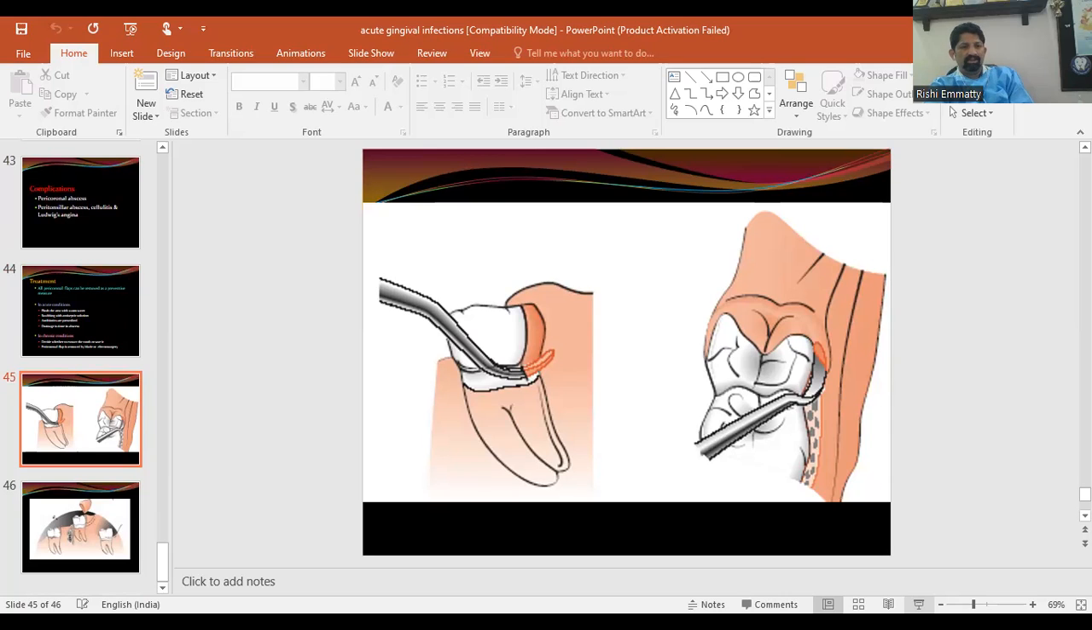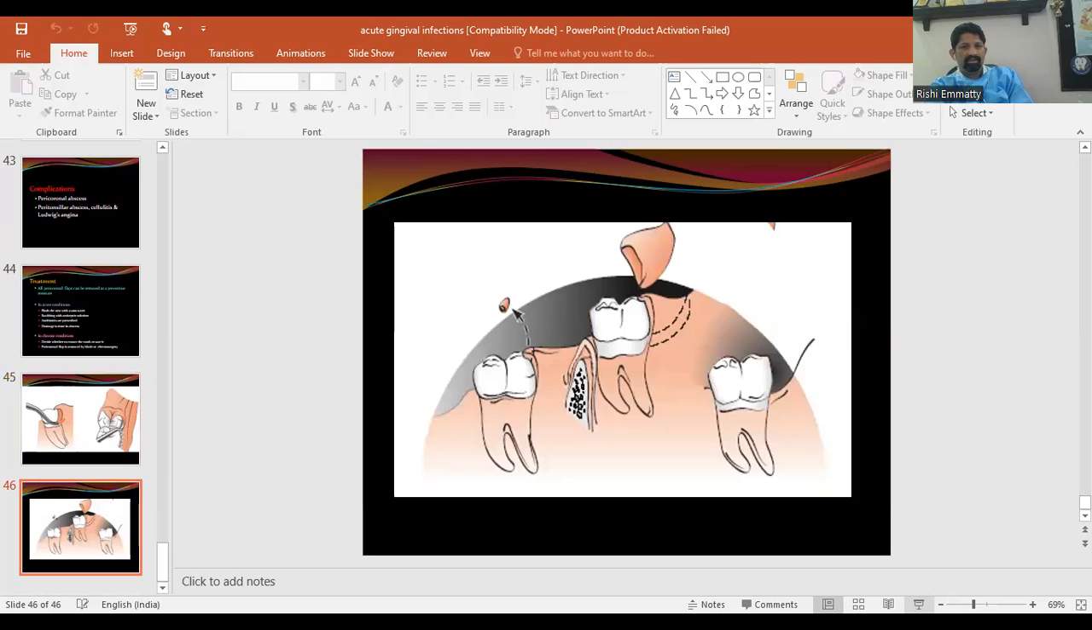You can see that the tissue is being removed. Once the tissue is removed, you can leave it to heal by itself. So you can see that in the first diagram, the tissue is removed. In the second diagram, the gingival incision is done. And in the third diagram, you can see that the gingiva is healed and has come to the normal position, and the tooth is erupted. So there is no chance of inflammation there. So you can easily see that.